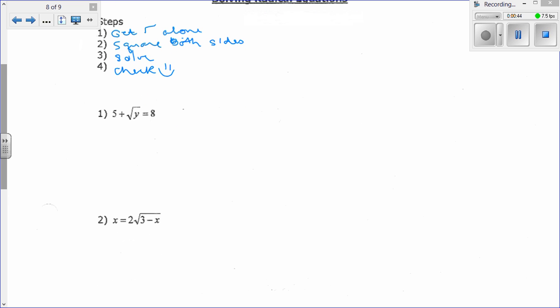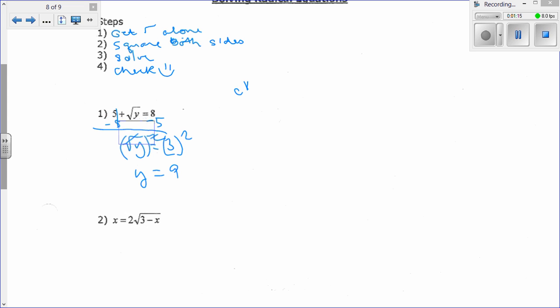So for number 1, the radical is not alone because I'm adding the 5 to the radical y. So in order to get it alone, I need to subtract 5 from both sides. So I have radical y equals 3. Next step is to square both sides. So the square and the square root cancel each other out, so y equals 9.